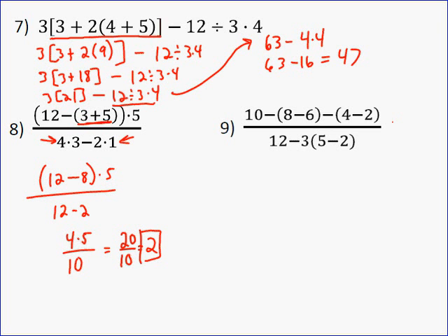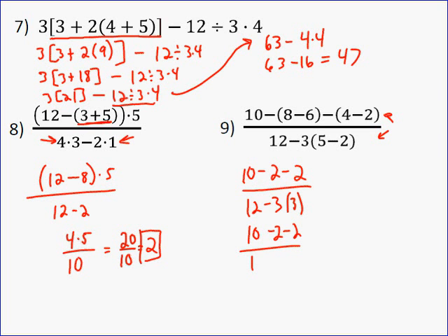And then on number 9, do all the parentheses first. Again, remember, you can do the numerator separate from the denominator. You have to do them separate, but you can do them at the same time. So 10 minus 8 minus 6 is 2, minus 4 minus 2, which is 2, all over 12 minus 3 times 5 minus 2, which is 3. We still have some multiplication to do, so we're going to have 10 minus 2 over 12 minus 9.